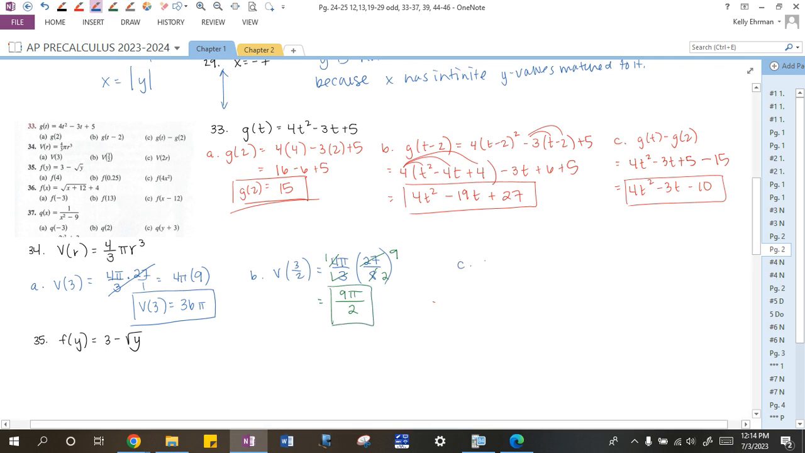Okay? And then C is v of 2r. So 4 pi over 3. When you raise 2r to the third, you get 8r cubed. 8 does not reduce by 3. So here I would say, what's 8 times 4? That's 32 pi r to the third over 3.